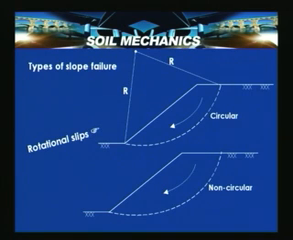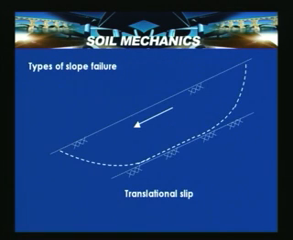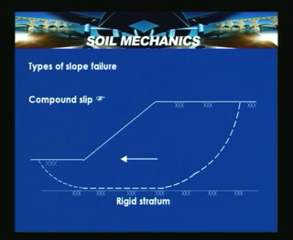In this slide we can see two typical types of failure for a slope. They are circular and non-circular, and in this slide a translational failure was shown, which is a particular type of slope failure. In case there is a rigid stratum at a certain depth below the ground level, then the particular slope failure is said to be a compound slip or a base failure.